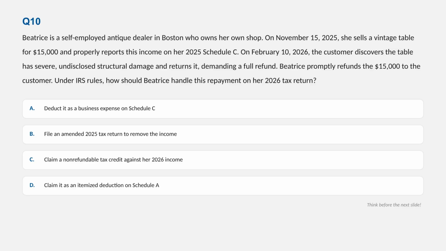A. Deduct it as a business expense on Schedule C. B. File an amended 2025 tax return to remove the income. C. Claim a non-refundable tax credit against her 2026 income. D. Claim it as an itemized deduction on Schedule A.